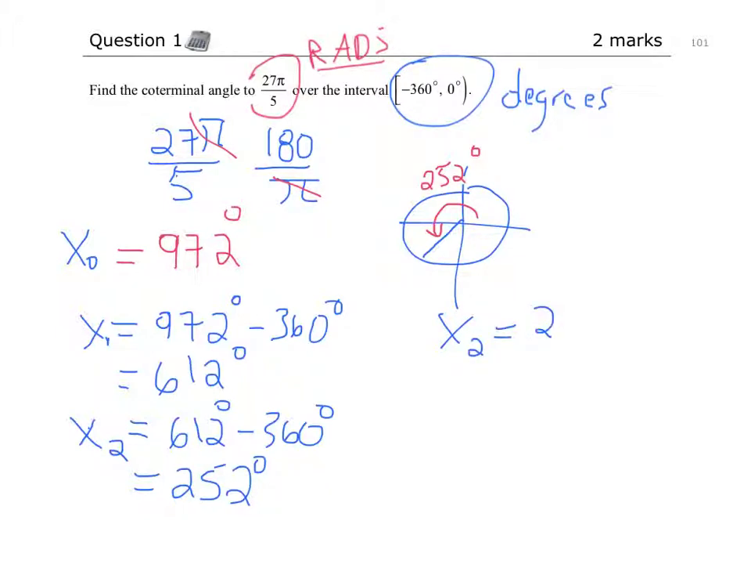I get 252 subtract 360 degrees. And finally, I'll get the answer. If we go 252 subtract 360, we get negative 108 degrees. Which kind of makes sense, because rotating in the positive direction 252 degrees will get you to the same terminal position as rotating in the negative direction 108 degrees.